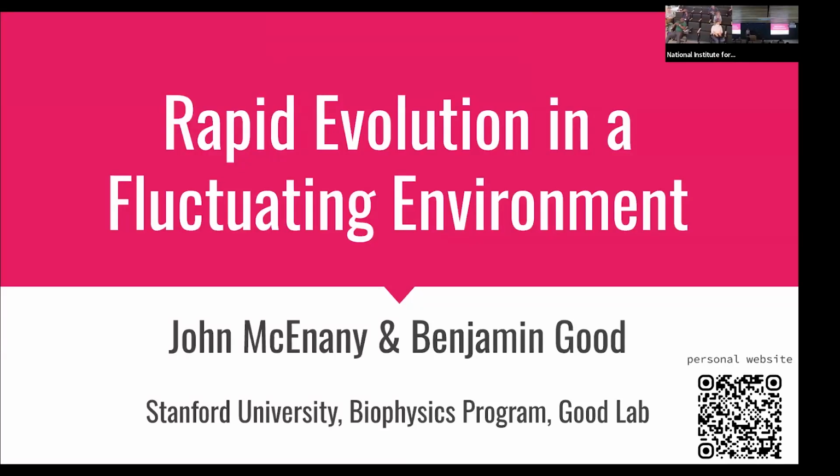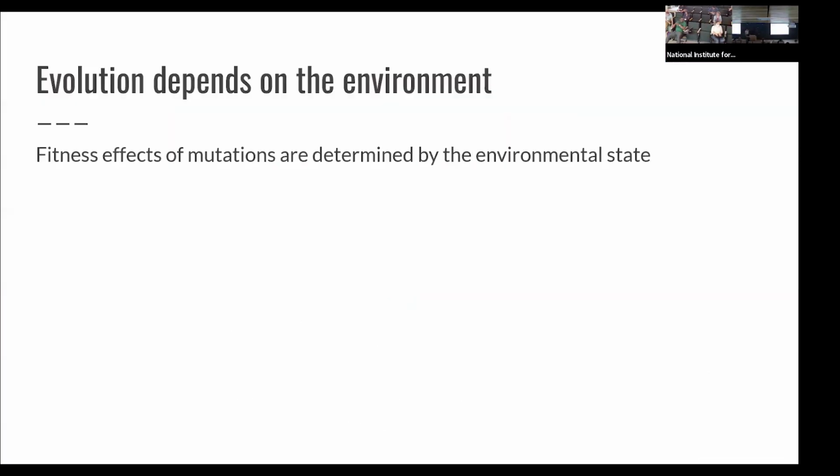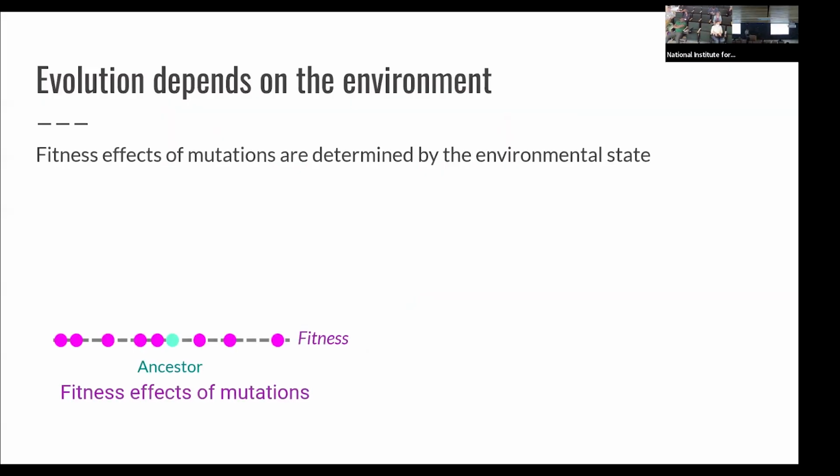I'm a fourth-year PhD candidate in Benjamin Good's lab at Stanford, and let's get into rapid evolution in a fluctuating environment. So we know that evolution generally depends on the environmental state. What this means is that if we take some organism, get a bunch of mutants of that organism shown in pink, we can measure their relative fitness in one environment and construct a distribution.